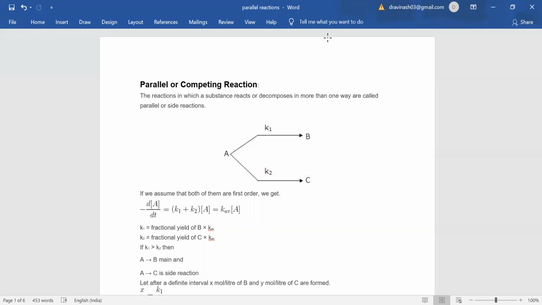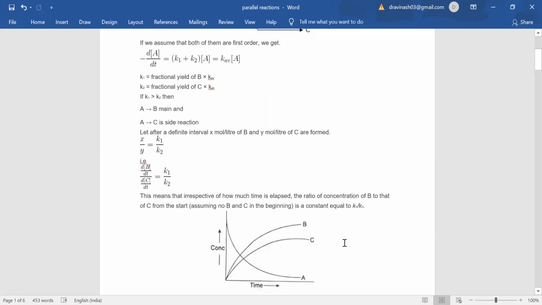Okay, so this one, minus d of concentration of A upon dt is equal to this one, which we have now derived and denote by k of AV, the average rate of concentration of A. So if you take K1 and K2, it is a fractional yield of B and C, as we saw earlier. At this position, the fractional yield will be this one, and this is considered the main reaction, and it always gives the major product, and therefore the rate of reaction will always be greater, and therefore we can write here K1 is greater than K2. So K1 is greater than K2, right?